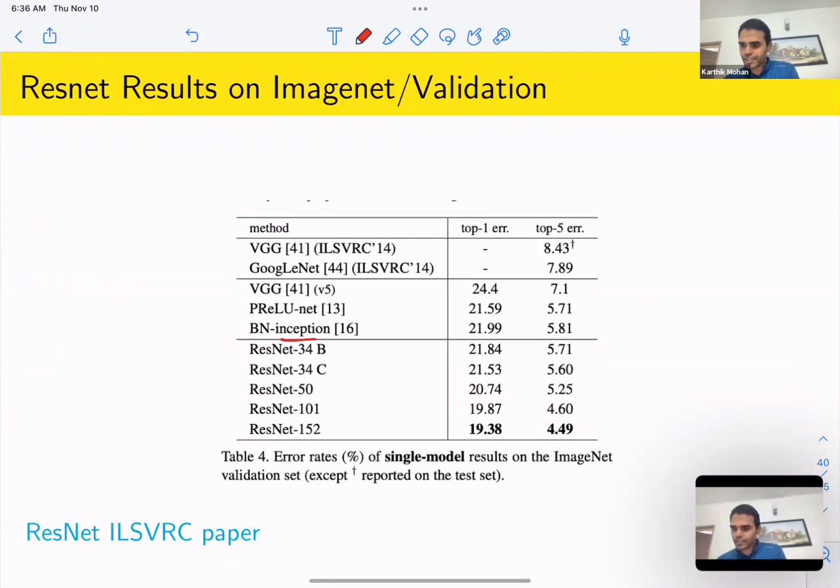And as compared to Inception and VGG, you can see the errors have also gone down. So this is significantly lower on top 5, but also on top 1. So the top 1 accuracy and the top 5 accuracy. So 19.38 error means your accuracy is 80%, right? And 4.49 error means the top 5 accuracy is 95% or 96%. So this makes sense.